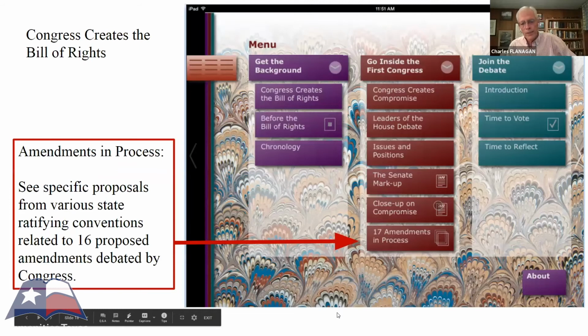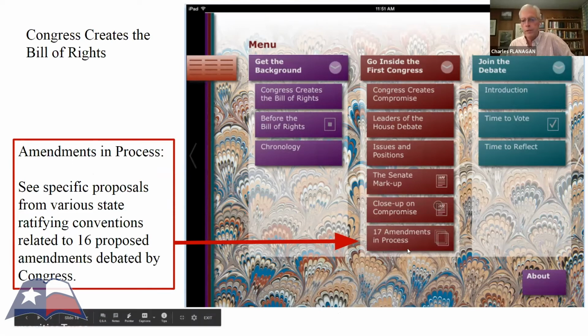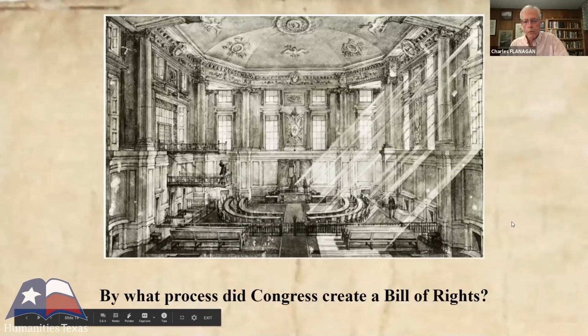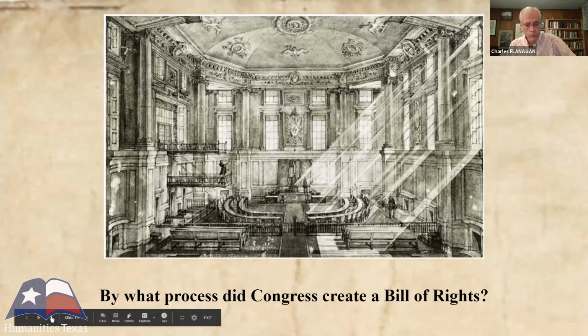So if you want to know in detail how that happens, about how the state ratifying convention proposals go to Congress and how they're shaped within Congress, if you go to our app, this section down here, amendments and process, will walk you through the 16 amendments that are relevant to that conversation. But we frankly don't have time to detail them this evening. What we can talk about is what's the process. By what process did Congress take the proposed amendments from the state ratifying conventions and negotiate them into what we call the Bill of Rights?